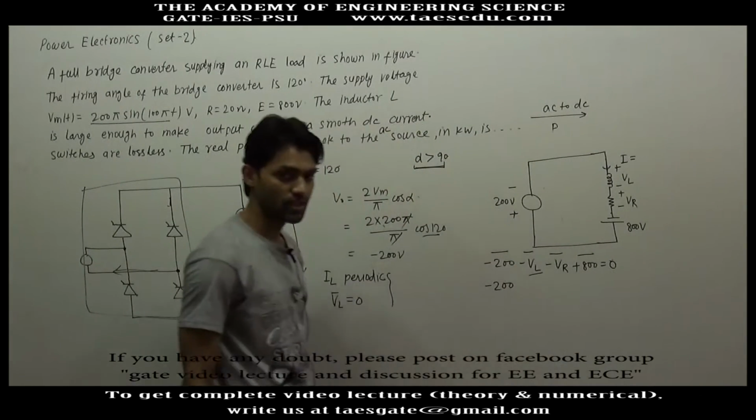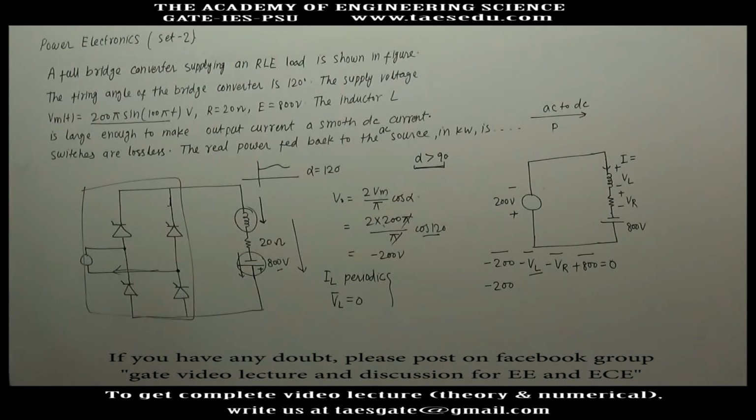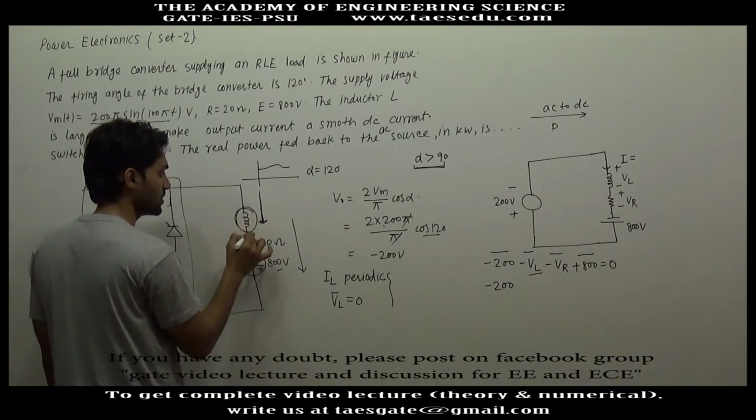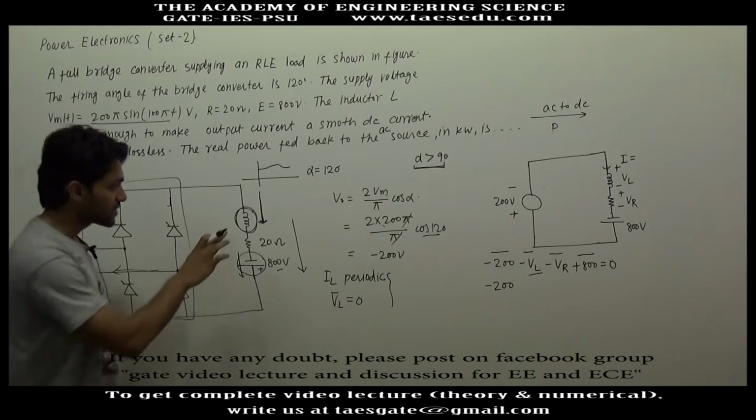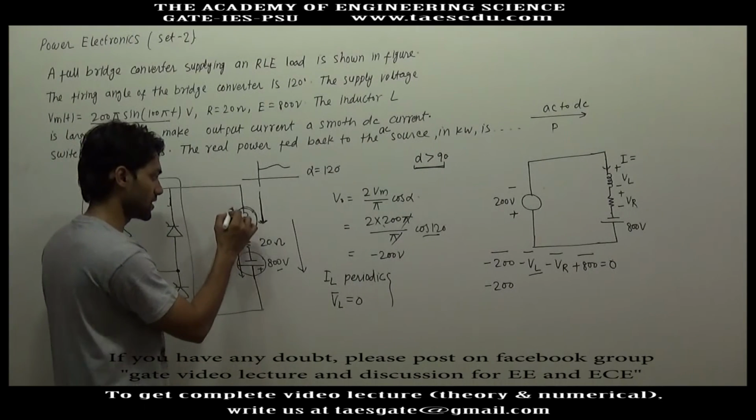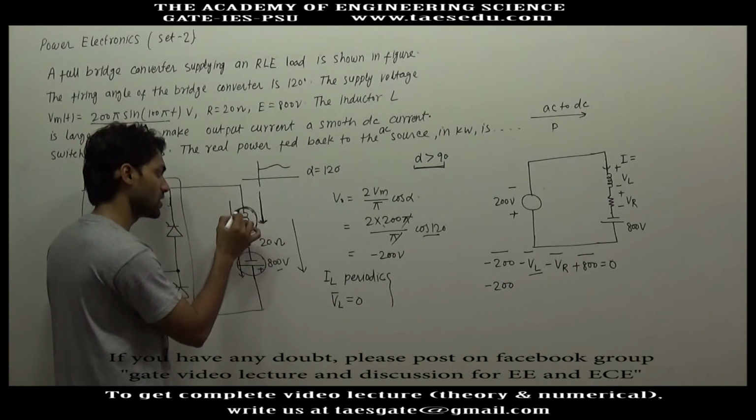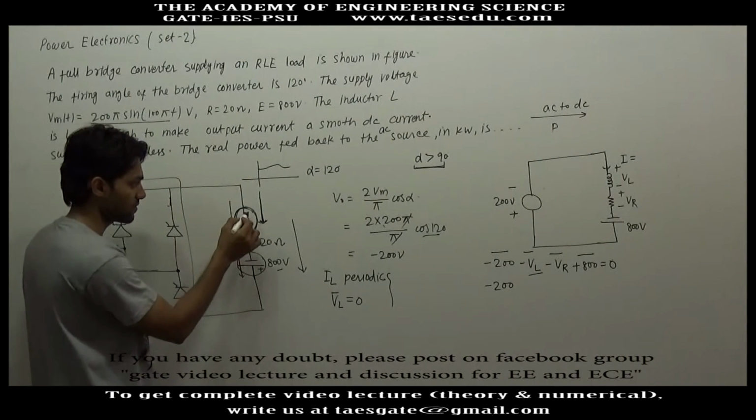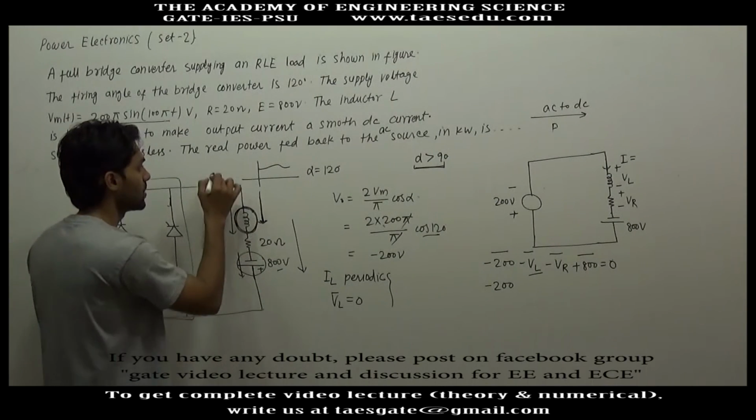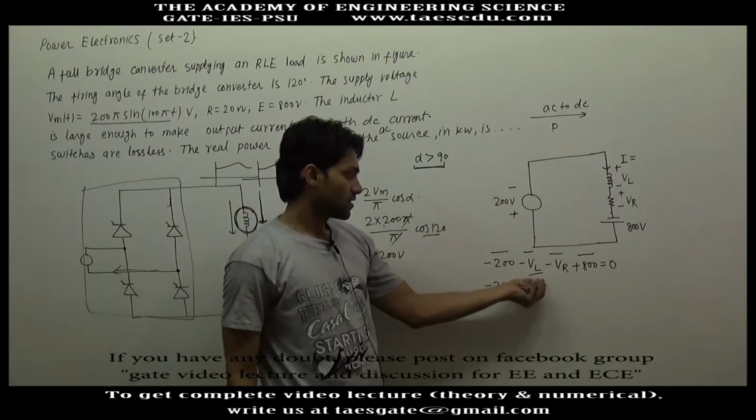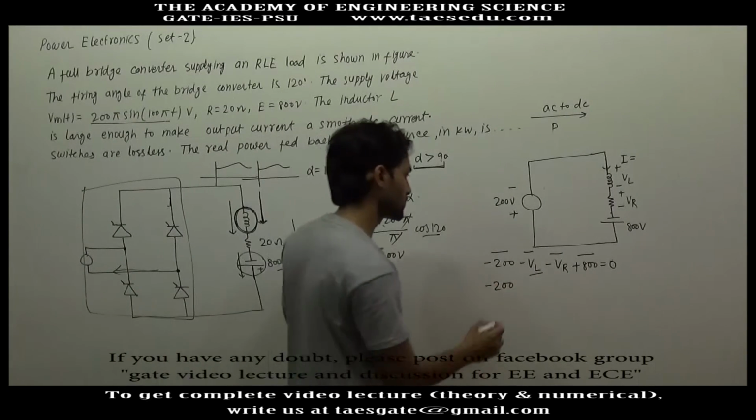And what is the average of VL? Since inductor current is periodic, it is given that the inductor current is a DC current. So for DC current, inductor voltage will be 0. Even if this current is not DC, what I am trying to say is, if current is constant here, then inductor voltage will be 0. But even if the current is varying a little bit, if inductor current is periodic, the average voltage across the inductor will be 0. So this voltage is 0.